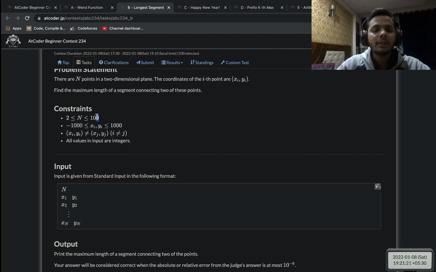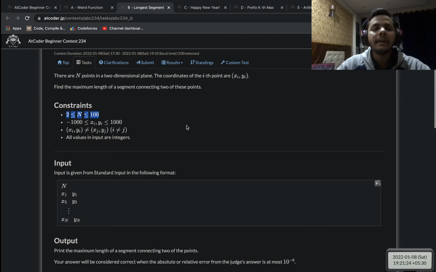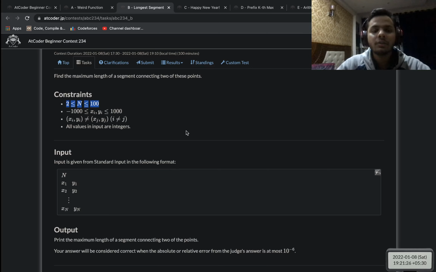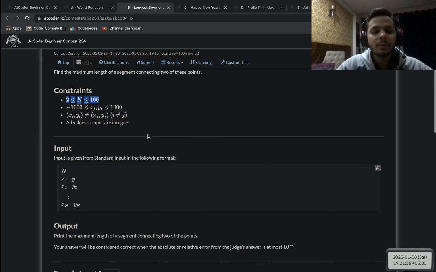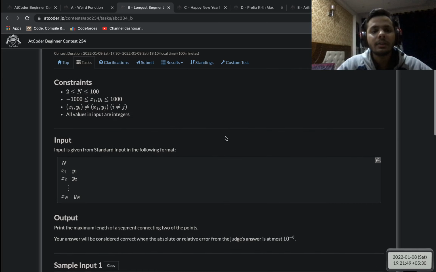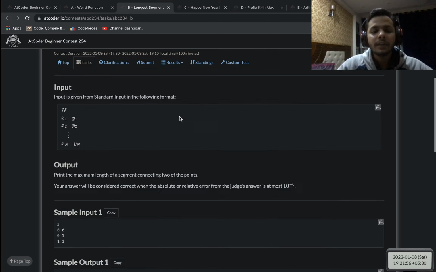But since here the value of n is small, we can just do a brute force and calculate the distance between each pair of points. So that would be O of n squared. We will iterate on each pair of points, and the number of pairs of points is O of n squared, and the distance between any 2 points xi yi and xj yj is just the square root of (xi minus xj) squared plus (yi minus yj) squared. That's just basic high school coordinate geometry. So yeah, we can calculate the distance in O of 1, and we can iterate over all pairs, so the time complexity becomes O of n squared, which is good enough to pass the time limit here. So that's what we are going to do in this problem.